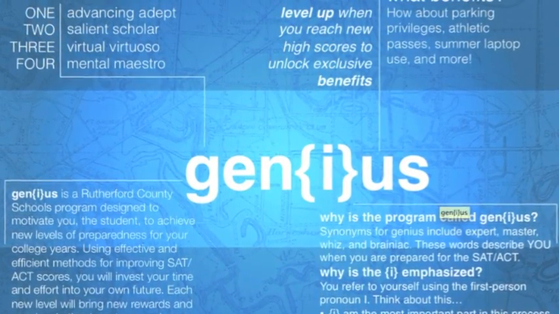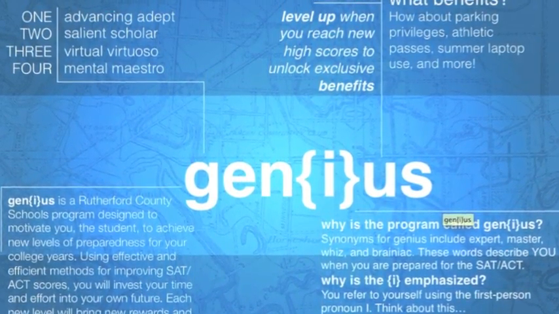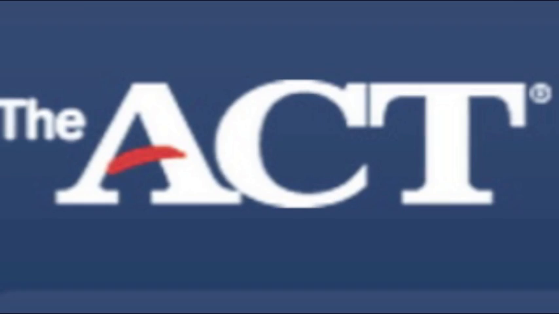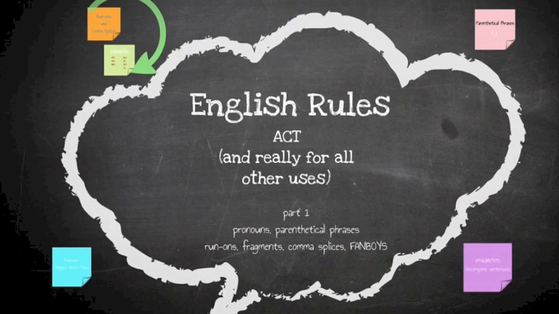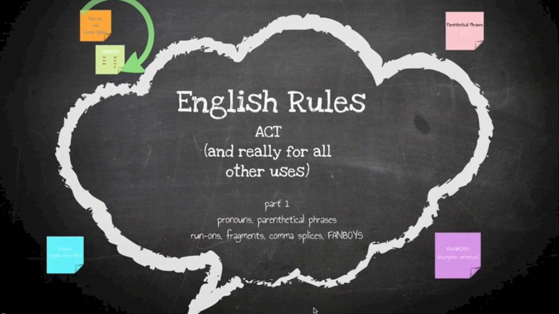The first section of the ACT is the English section. This section really deals with the basic grammar and writing rules and application of these rules. In this lesson, we will look at several rules, hints, and strategies for selecting correct usage and correction of pronouns, parenthetical phrases, run-ons, fragments, comma splices, and fanboys.